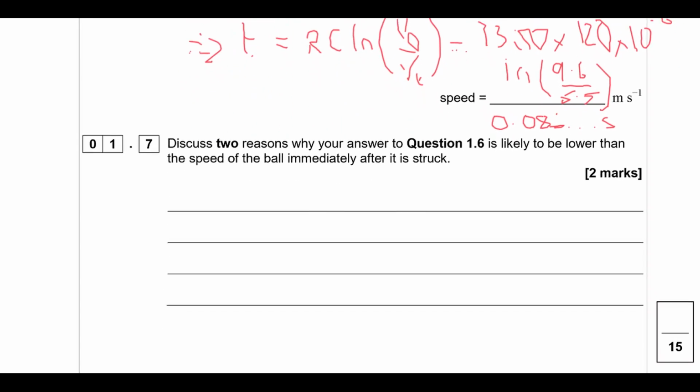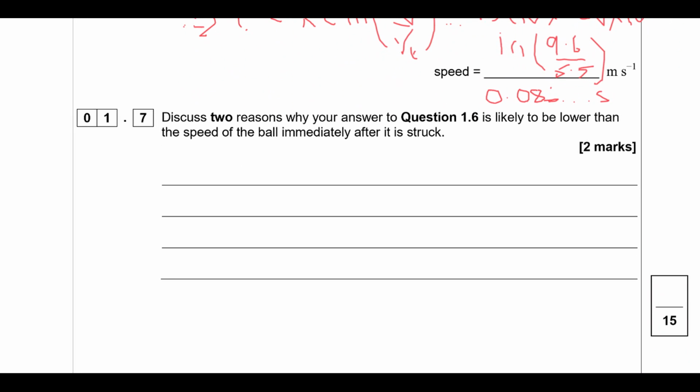Okay, so then last part, discuss 2 reasons why your answer to question 1.6 is likely to be lower than the speed of the ball immediately after it struck. So what we've worked out in the previous part is actually the average velocity. So air resistance and friction are likely to act against it, so that's going to make essentially the time shorter, so that'll be one reason.